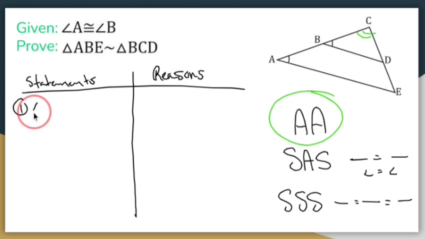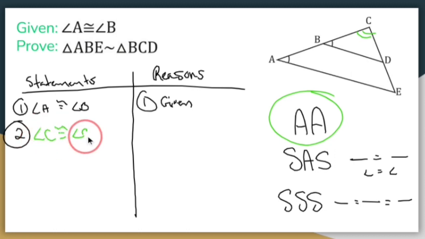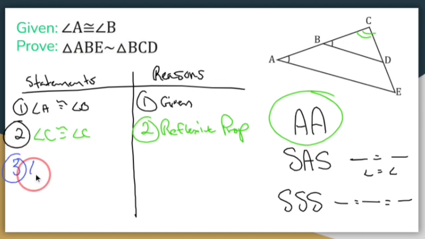So statement number 1, the measure of angle A is congruent to angle B. Given. 2, let me get the right colors. I could say the measure of angle C is congruent to the measure of angle C, and that's the reflexive property. Anytime you say something is equal to itself, that's the reflexive property. Now that I have these 2 angles and this angle is exactly itself, I've done enough. Okay, triangle ABE, rest in peace, Prime Minister of Japan, is similar.